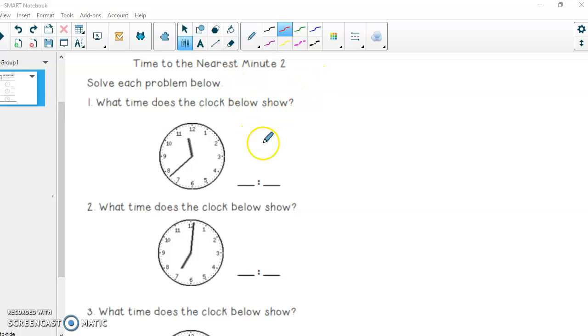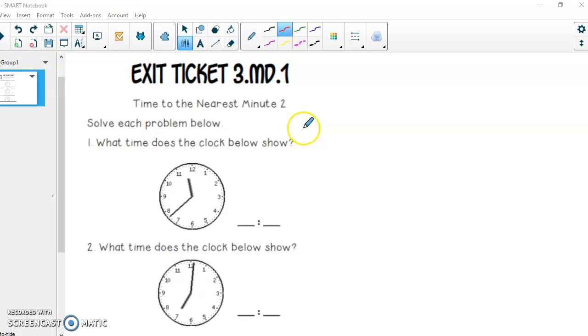Hi guys, it's Miss Bryant, and I wanted to go over the exit ticket that we did last week, and that is time to the nearest minute. Okay, so I wanted to do a little review.